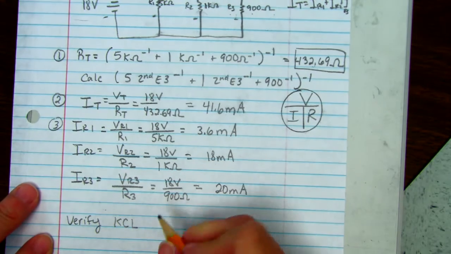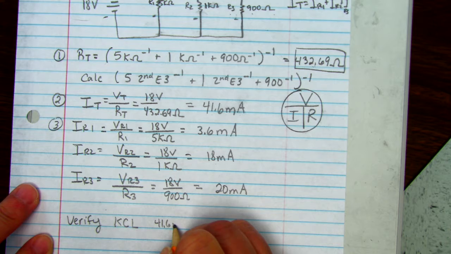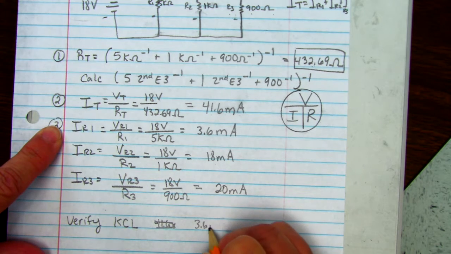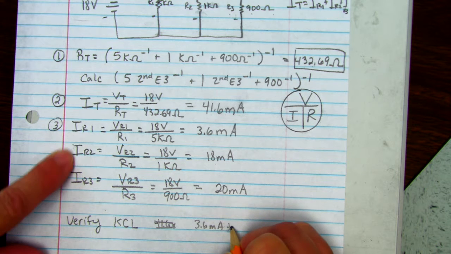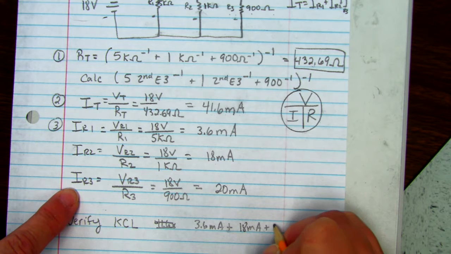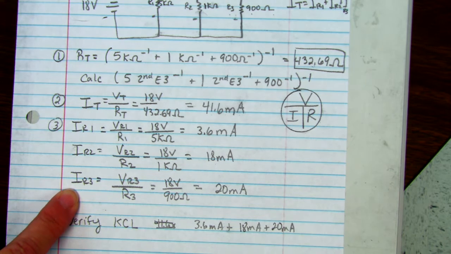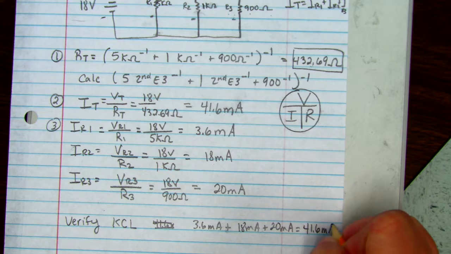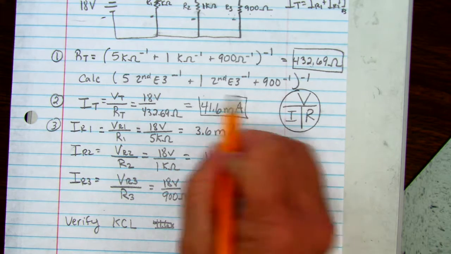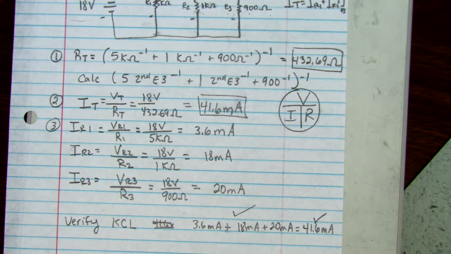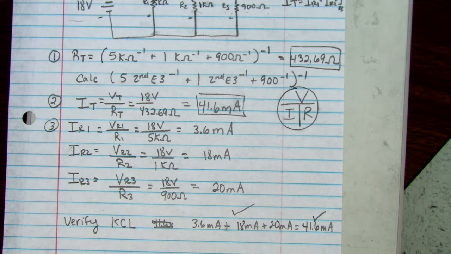So I'm going to take 3.6 milliamps, the current in branch 1, plus 18 milliamps, the current in branch 2, plus 20 milliamps, the current in branch 3, and I'm going to add all of those up, and they come out to be 41.6 milliamps, which, if you look from up here, was my total current. So that tells you that your work is correct and that your circuit has been solved.